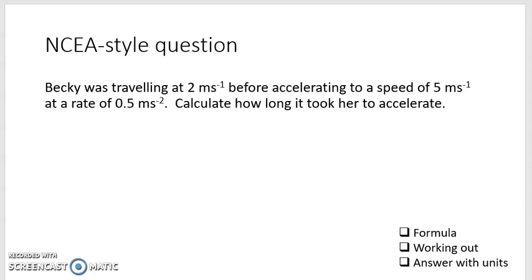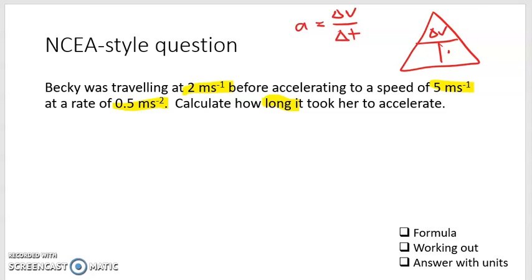Becky was travelling at 2 meters per second before accelerating to a speed of 5 meters per second at a rate of 0.5 meters per second. Calculate how long it took her to accelerate. So in this case, we need to work out time, so we need to rearrange our formula. So our basic formula is A equals change in V over change in T, and you will be given that in the exam. We can use our formula triangle to rearrange this.